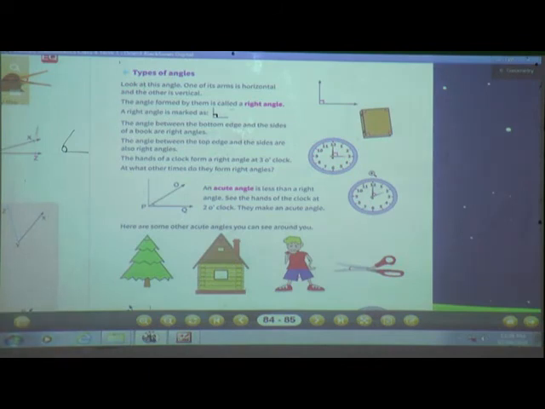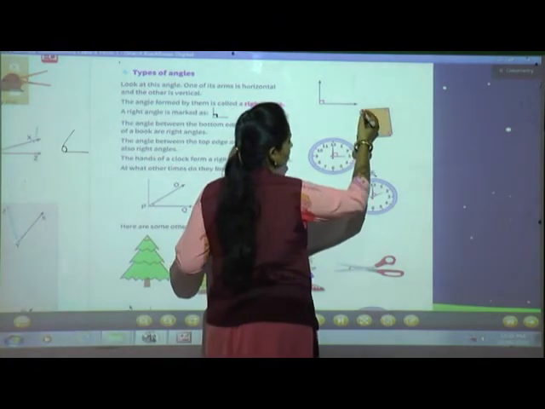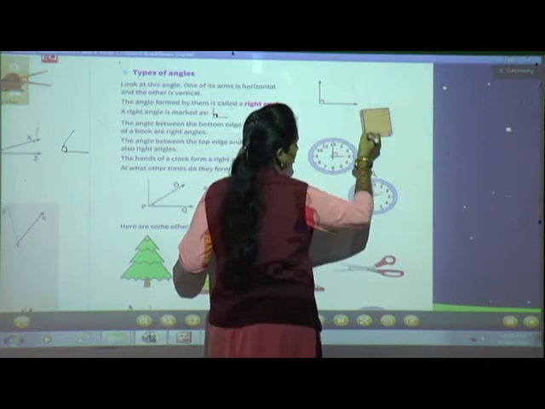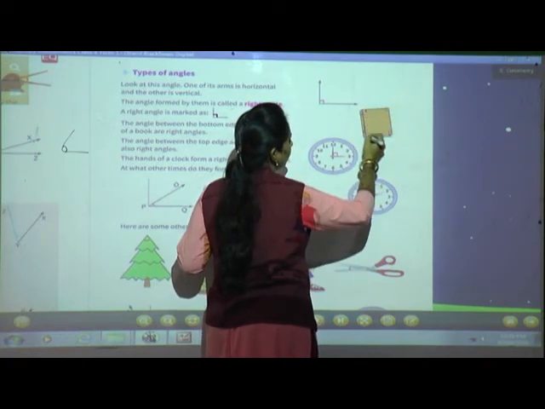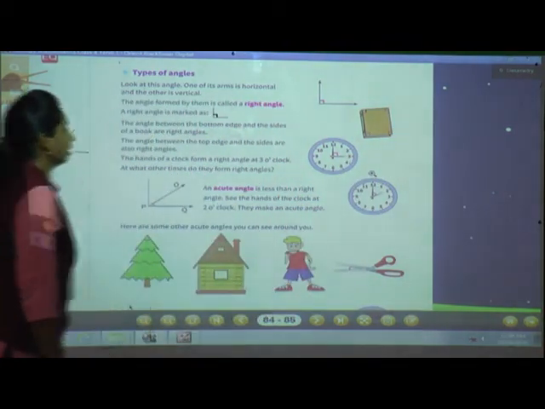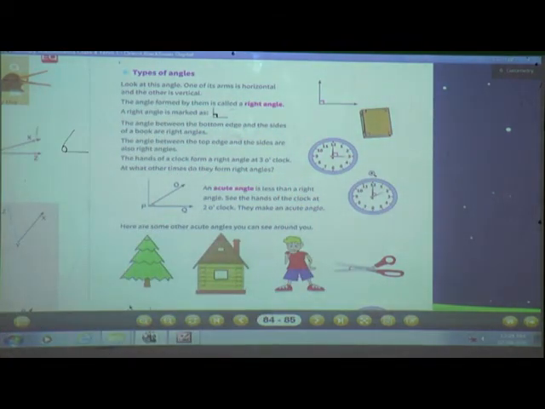The angles between the bottom edge and the sides of the book are right angles. Observe here, the book is there, can you observe? Yes, in this way right angle, in this way right angle, in this way right angle. The angles between the top edge and the sides are also right angles. I have just now shown you. Now they have given the example of a clock also. You can show the angles in a clock also. Right angle, yes. So I will show you practically.